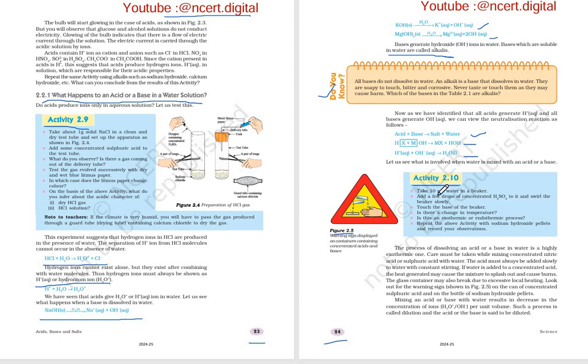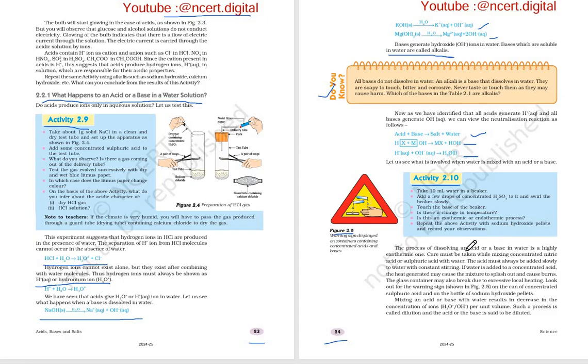Activity 2.10. Take 10 milliliters water in a beaker. Add a few drops of concentrated H2SO4 to it and swirl the beaker slowly. Touch the base of the beaker. Is there a change in temperature? Is this an exothermic or endothermic process? Repeat the above activity with sodium hydroxide pellets and record your observations.